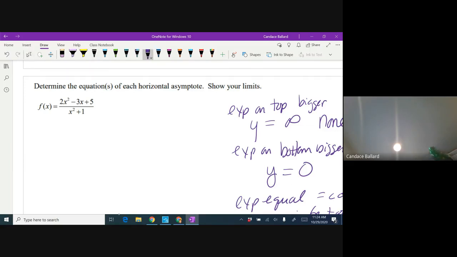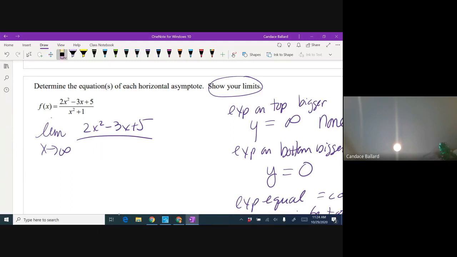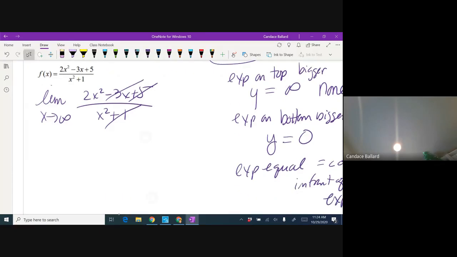So they are in fact equal. Technically, to find a horizontal asymptote, we're supposed to take the limit as x approaches infinity. That's why it's saying show your limits. So really I'm doing this. If I was going to plug infinity in here, okay, I know that anything other than the biggest exponent is going to be irrelevant, okay, because it's going to be huge.